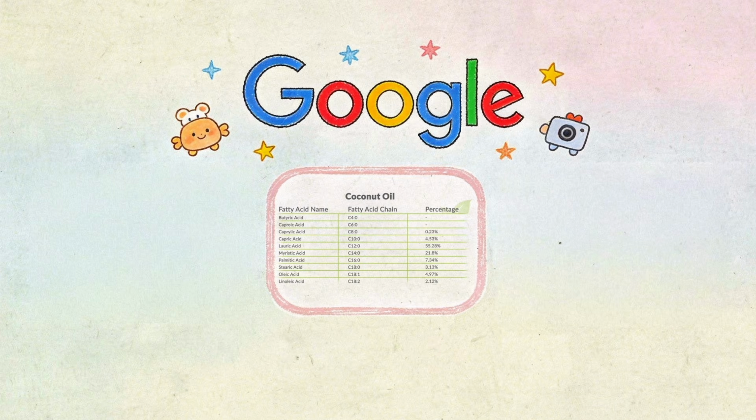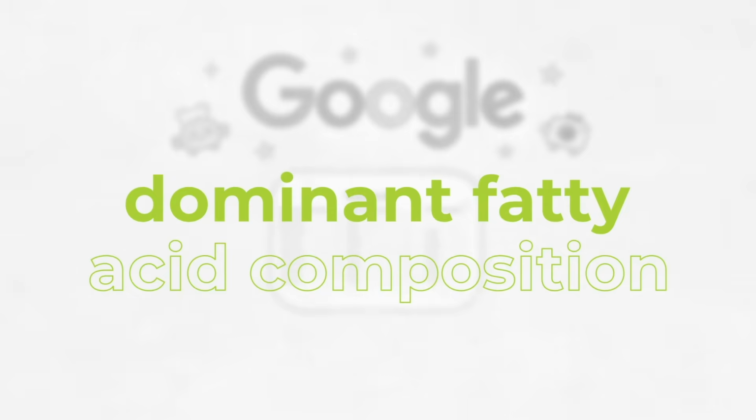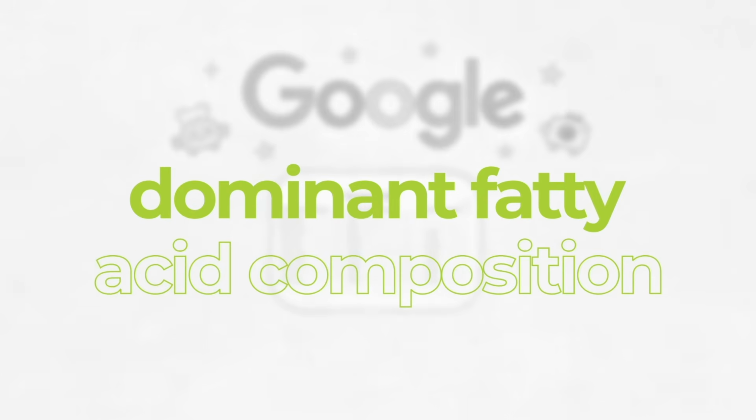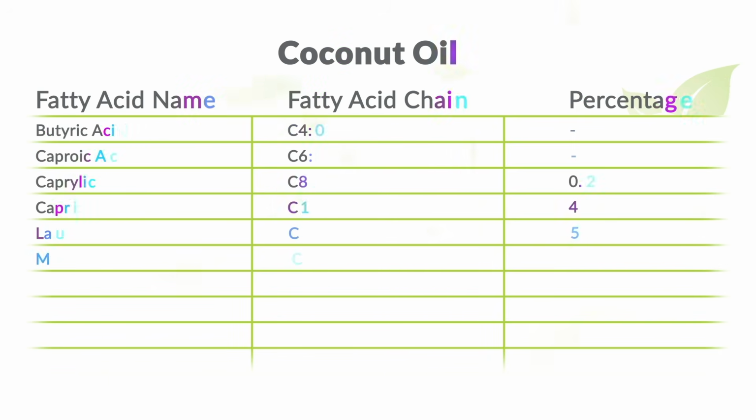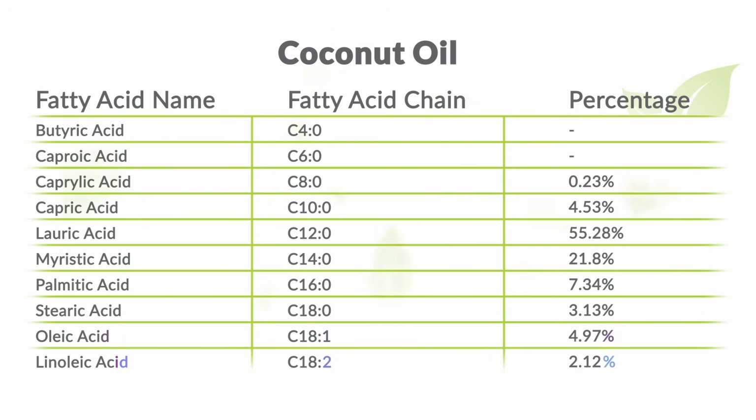The good thing is that with oils, the fatty acids that make up the largest portion of the oil have the strongest influence on how the oil behaves overall. This concept is called dominant fatty acid composition. It just means to focus on the fatty acids that make up at least 40 to 50% of the oil to determine if the oil overall is penetrating, sealing, or both. Let's take a look at 3 examples.